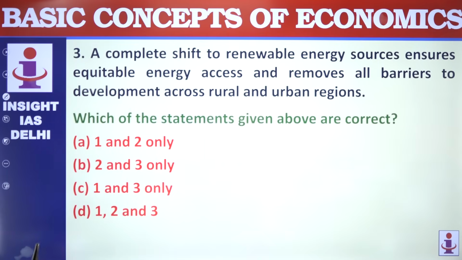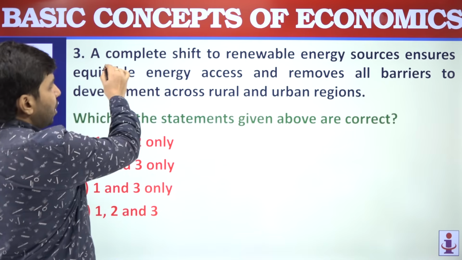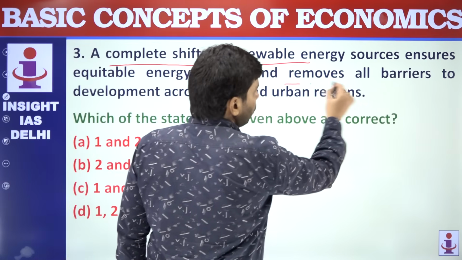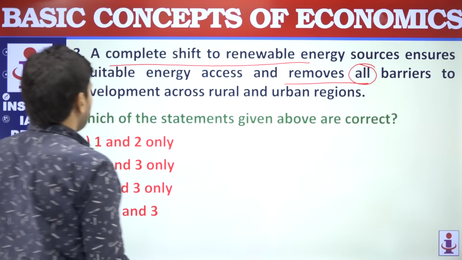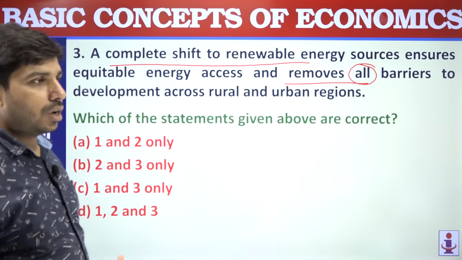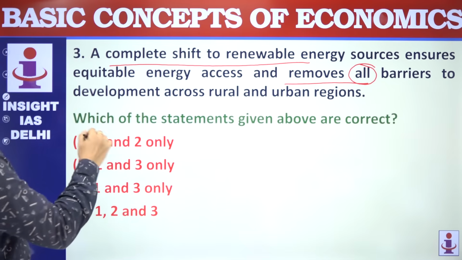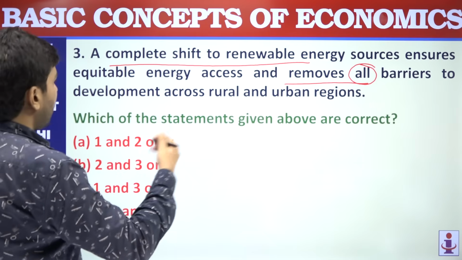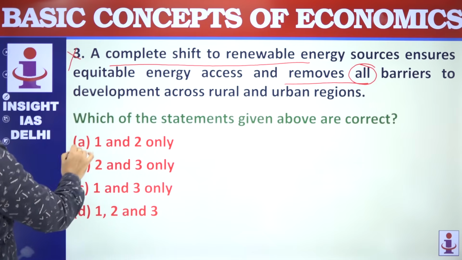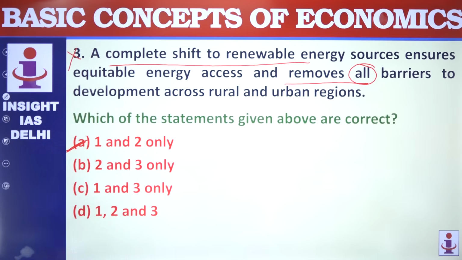A complete shift to renewable energy ensures equitable energy access and removes all barriers. See, a complete shift to renewable energy will remove all barriers? No, renewable energy sources have been quite expensive, until very recently. So it is not that it will automatically remove all barriers. So this statement is not correct. Only 1 and 2 are correct.